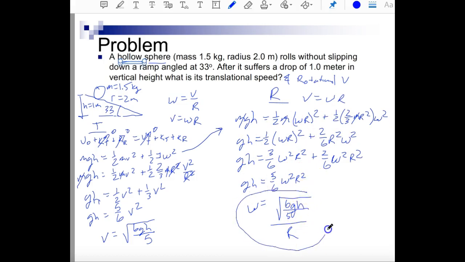So this equation and this equation are related in the fact that we just needed to take the translational and divide by r, and that's what we did, and that's what you'll see. And that is the end of this set of notes.